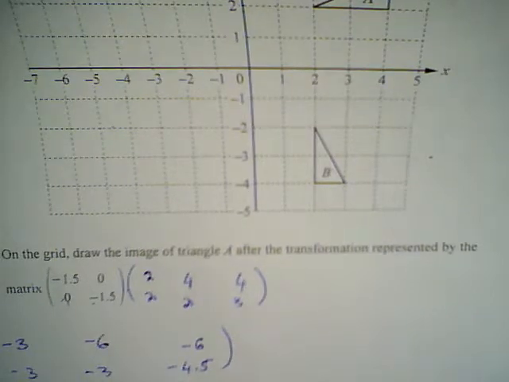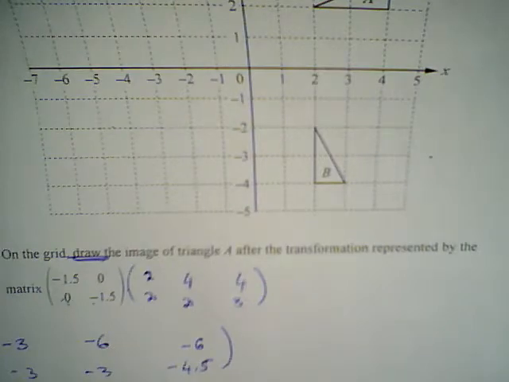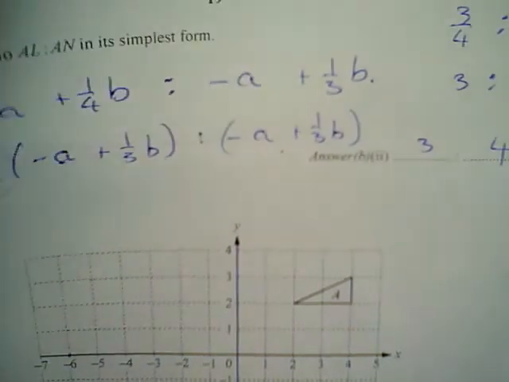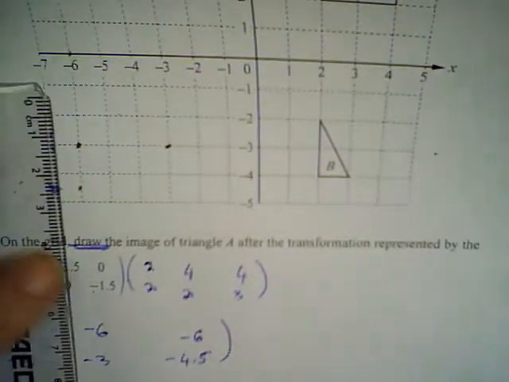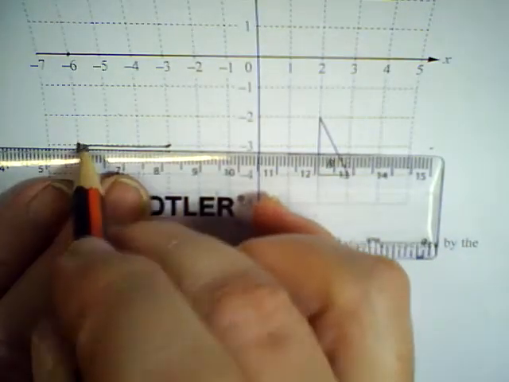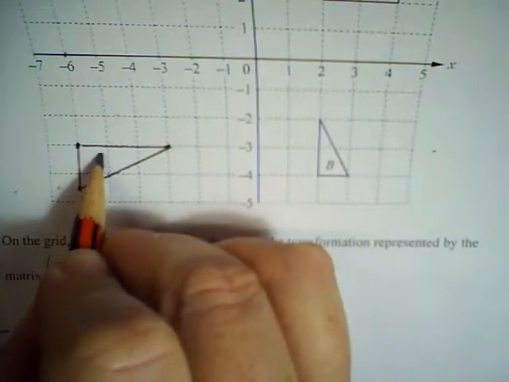So I can now draw this, because that's what I wanted. Draw the image on the grid. So -3, -3, -6, -3, -6, -4.5. Okay, good. I'll show you now. I've done the vertices. I've just plotted the vertices. Use my straight edge. Quickly draw in the matrix, and that I can call I.